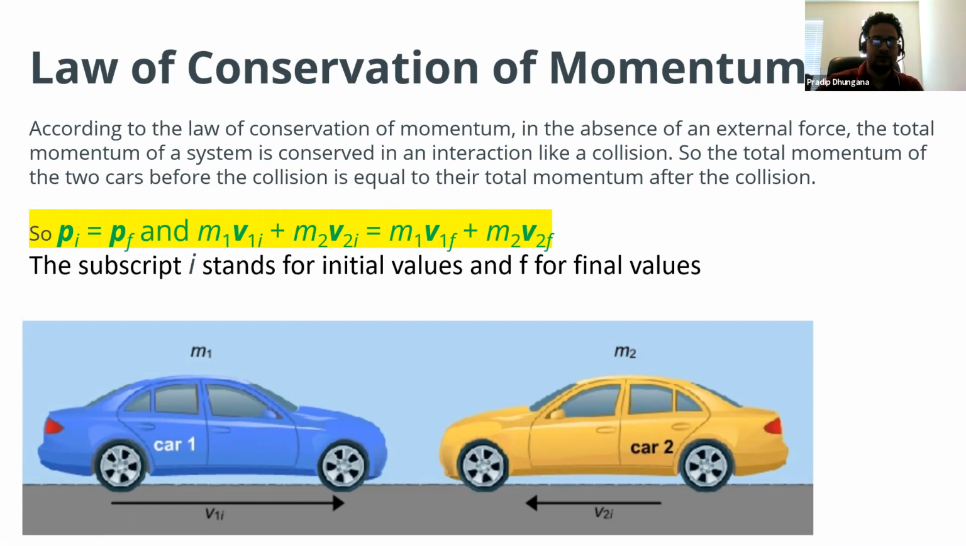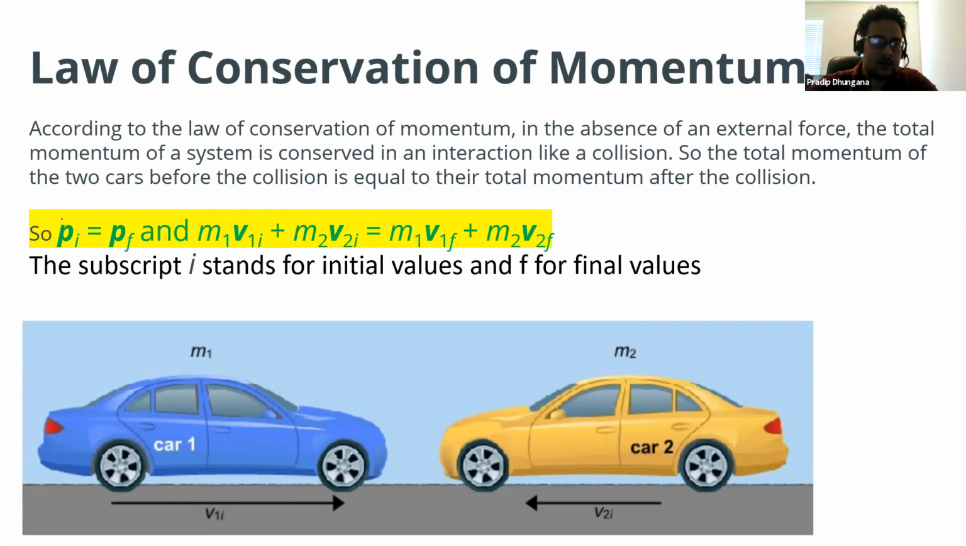So let's look through this example. Let us suppose we have two cars and after a certain time they collide with each other. The mass of car 1 is m1, and its initial velocity is v1i, where i stands for initial. For car 2, the mass is m2 and the initial velocity is v2i. So according to the law of conservation of momentum, total momentum before collision should equal total momentum after collision.